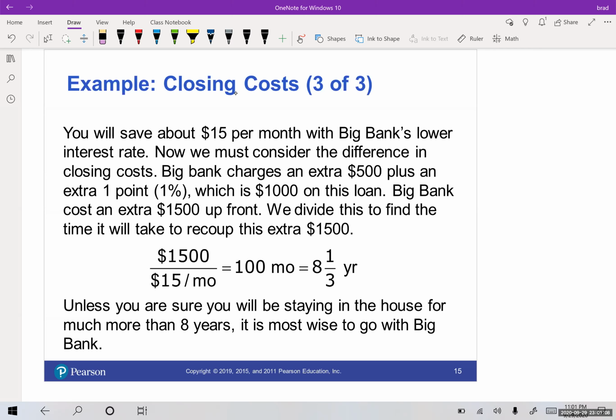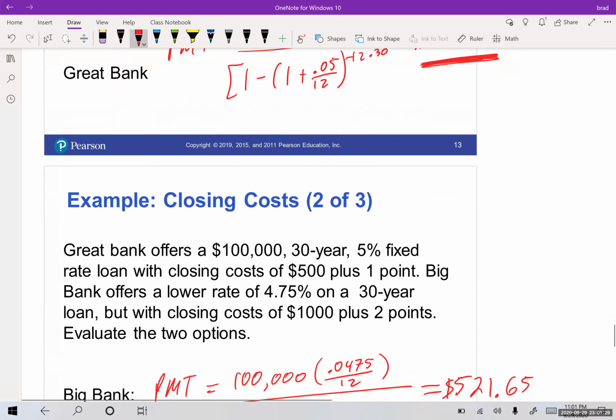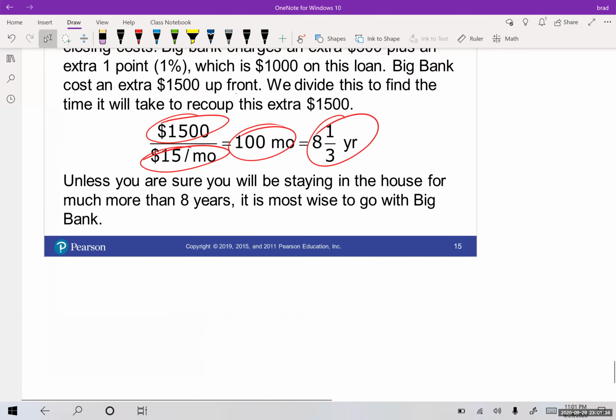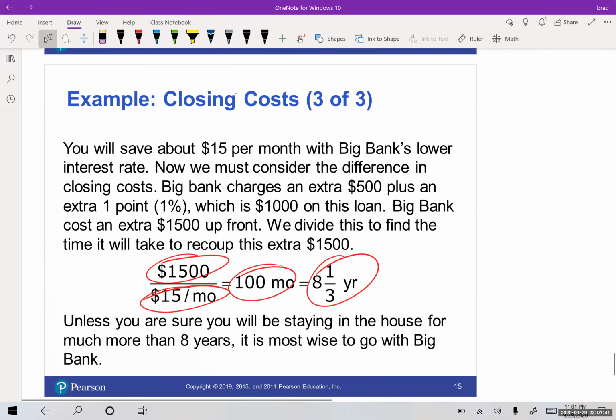We divide this to find the time it will take to recoup our $1,500. So we take $1,500 and divide it by $15 a month, and it's going to take 100 months, which is approximately 8 1/3 years. So in order to get back the money we're giving Big Bank, it's going to take us 8 1/3 years, because remember, they're saving us $15 a month. However, it's going to take 8 years for us to make up the extra $1,500 we had to give them up front. So unless you're sure you're staying in the house for much more than 8 years, it is most wise to go with Big Bank. Okay.